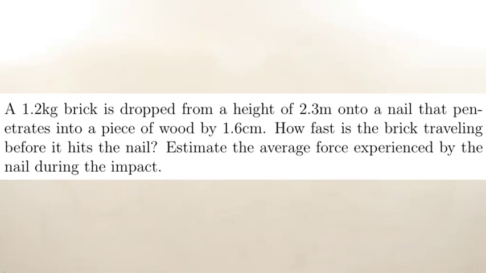A 1.2 kilogram brick is dropped from a height of 2.3 meters into a nail that penetrates into a piece of wood by 1.6 centimeters. How fast is the brick traveling before it hits the nail? Estimate the average force experienced by the nail during the impact.